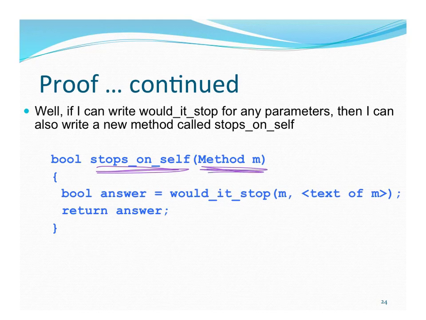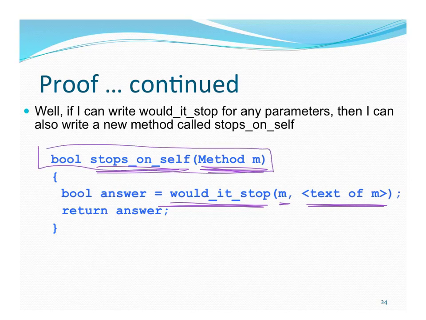And the answer it returns is it just runs would it stop on my method with the text of my method as a parameter, right? So this is just a nice little shortcut, so I don't have to type so much, right? So I could try stops on self on my cool method, and I could try stops on self on my not so cool method. I could try stops on self on Microsoft Word, all sorts of things.